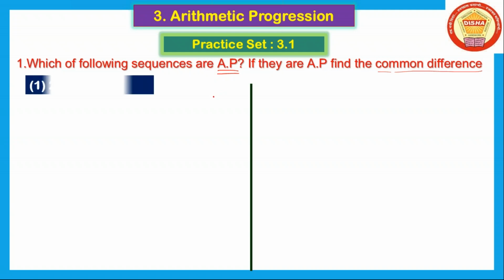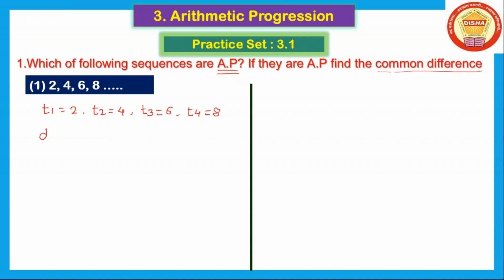For this, we are taking the first example, number 1: 2, 4, 6, 8. We have to state whether it is an AP or not. For that, we consider the terms. First, we consider t1 is equal to 2, t2 is equal to 4, t3 is equal to 6, and t4 is equal to 8. To state whether it is an AP or not, first we find the difference. How do we find the difference? There is a formula, that is t(n+1) minus t(n). Then we have to take the difference between two consecutive terms.